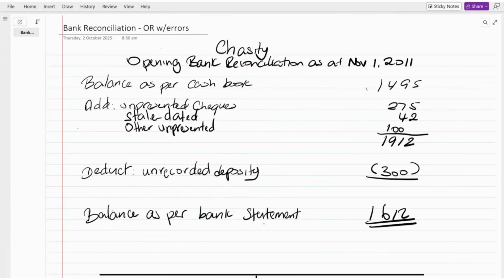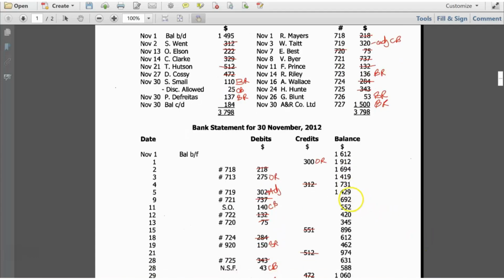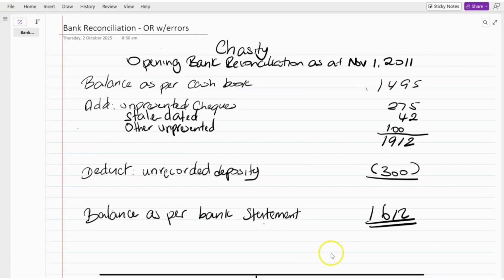Okay, in the last video, our task was to ensure that the beginning balance in our cash book matched the beginning balance on our bank statement. If we look back at our information, we started off from our cash book with the balance brought down, the $14.95. And if we review the amounts in our bank statement, we were able to identify what we were going to use in our opening reconciliation. All of that led to us being able to match the two amounts. So we worked out that was 1612.